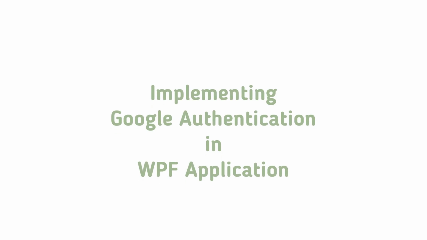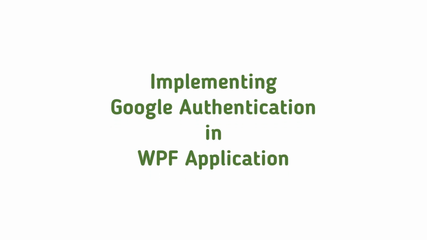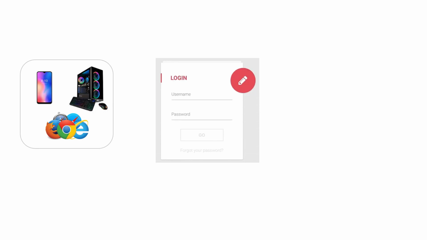Hello, in this video we will be looking at implementing Google authentication in a WPF application. Before we talk about implementing the authentication, first let us discuss how usually this authentication happens. In general, we have some sort of application. It could be a mobile app or a desktop or web app, whatever it is. We will usually show a login page. This is how we are used to. Once we enter that, then it will talk to its backend servers.